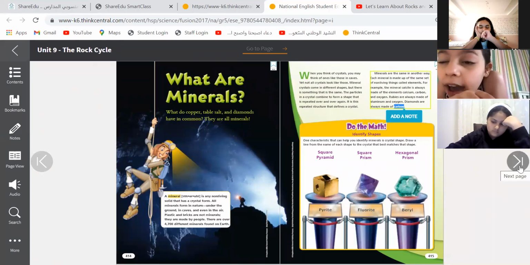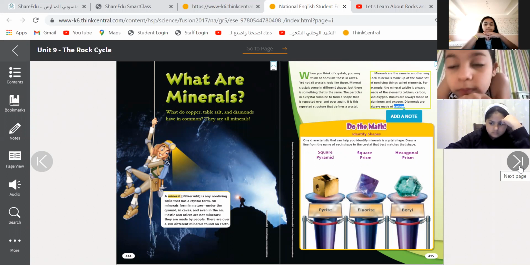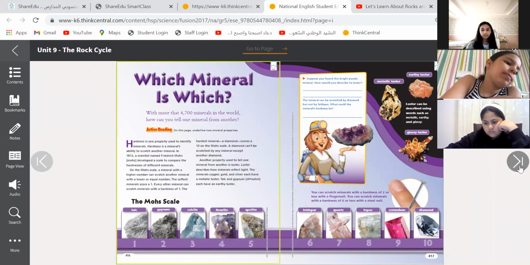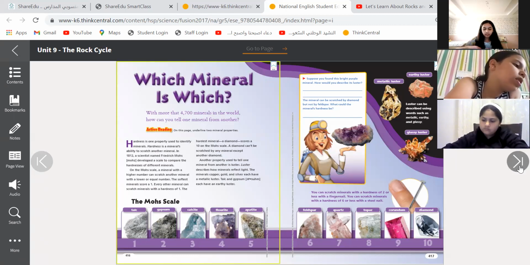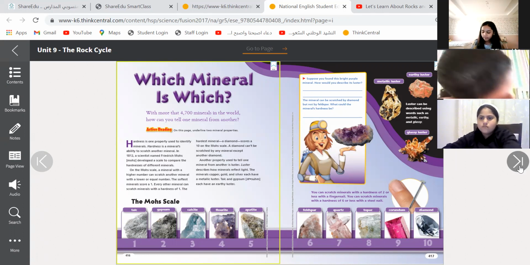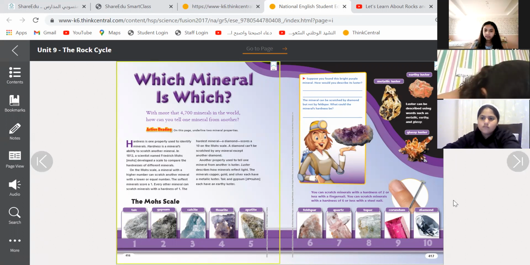Those minerals join together, they combine to form a shape, and it is repeated over and over again under high pressure and high temperature. And then finally, they make the structure that defines their crystal. So they are not only made once, they are made more than once, repeatedly. So these are different types of minerals. There is one scientist who divided all the minerals into a scale. This scale depends on the properties of the mineral.